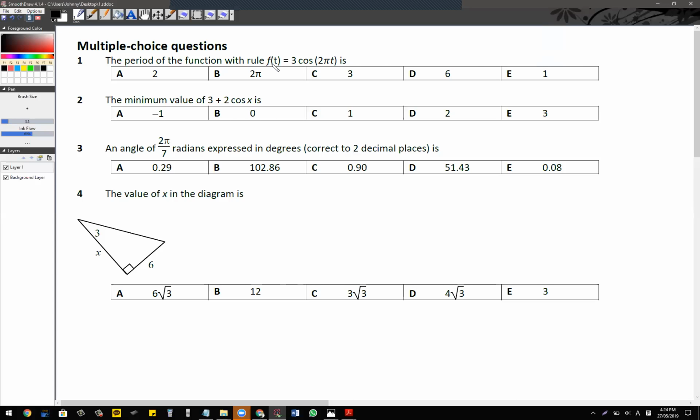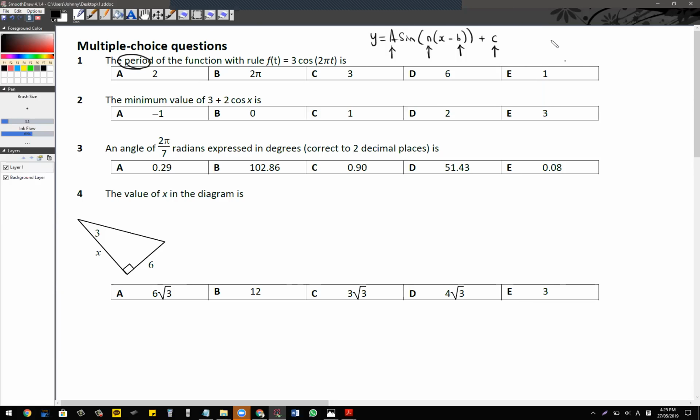So the period of the function with this rule here is 3 cos 2 pi t. What is the period? The formula for period is when you have y equals a, like sine or cos, and then n bracket like x minus b, plus c. So a is the amplitude, b is the horizontal shift, c is the vertical shift, and n gives you the period. N is not the period, but n gives you the period.